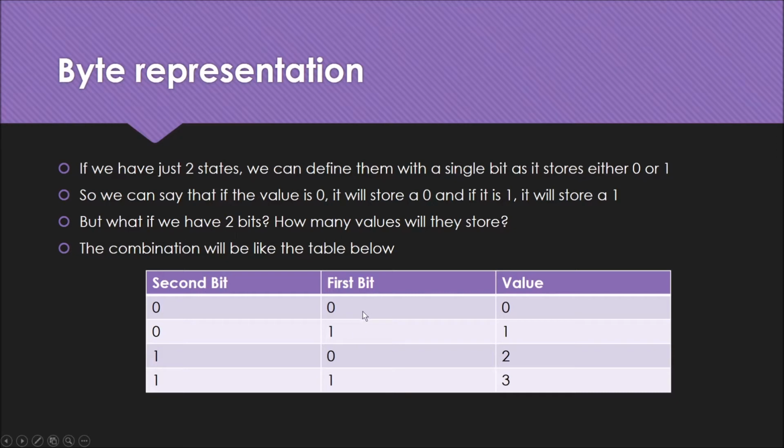Now if we want to store more information, we add a second bit. So now whatever this byte stores is a combination of these two bits. So how does that work? Suppose we have a 0 here and a 0 here. So that value is considered to be a 0. But if we have a 0 here and a 1 here, that value will be considered as a 1. Now if the second bit has the value 1 and the first bit has the value 0, that value is considered to be 2. And if both the bits have the value 1, that value is considered to be 3.